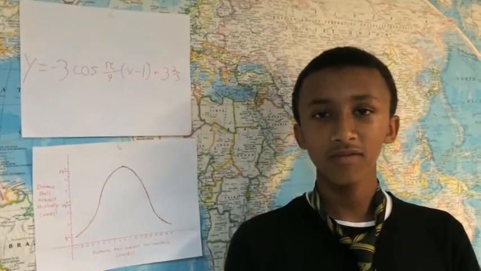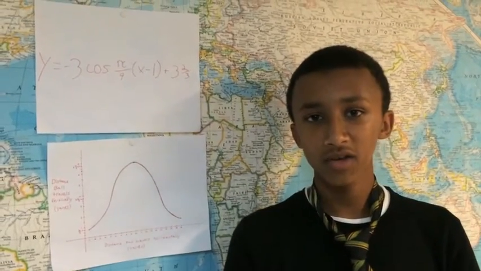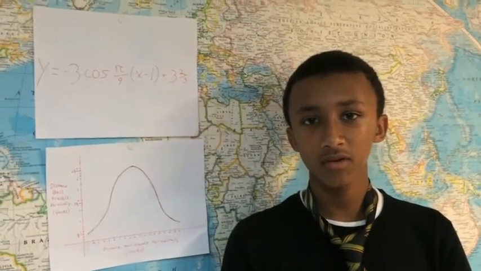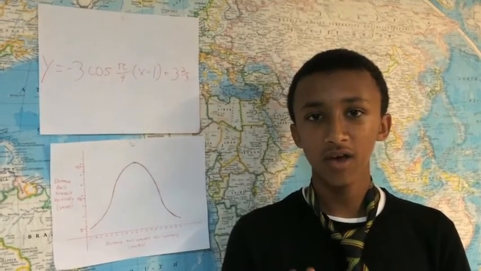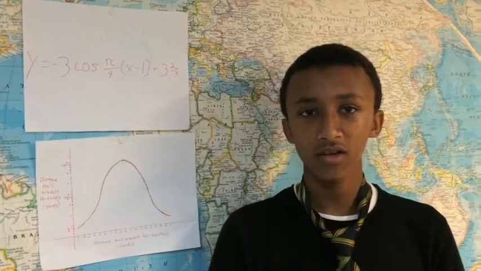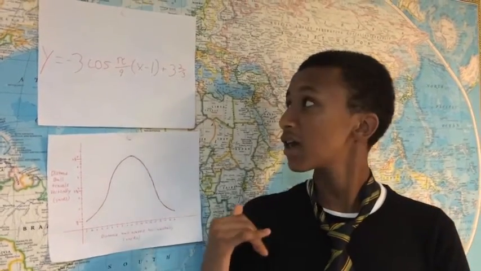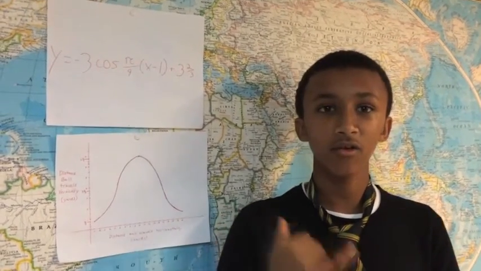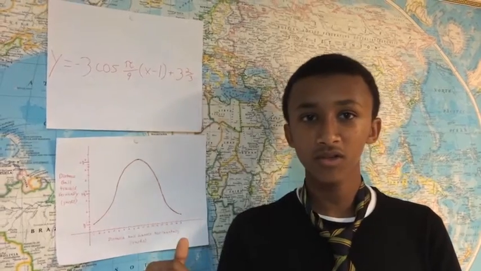The b value of this equation is pi over 9 because to find the period, which is 18 yards, you have to divide 2 pi by 18, which is pi over 9. The c value is x minus 1 because the graph moves 1 to the right.